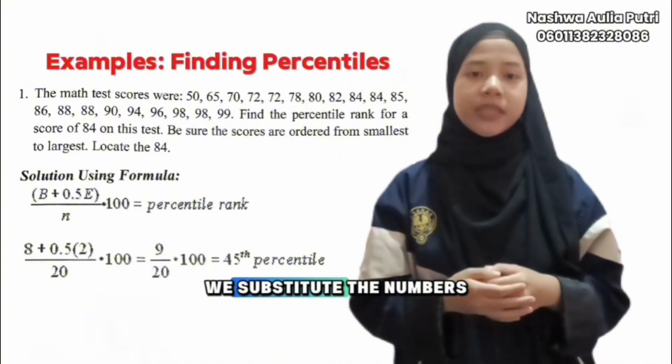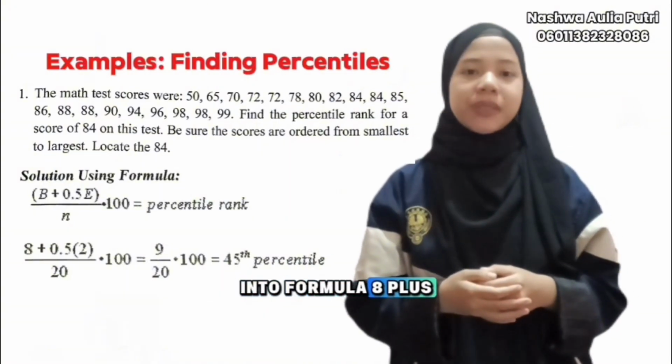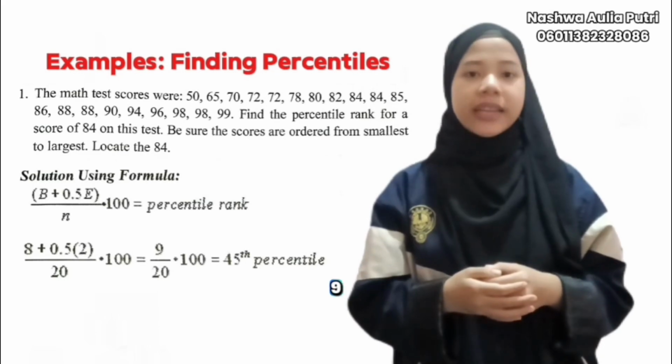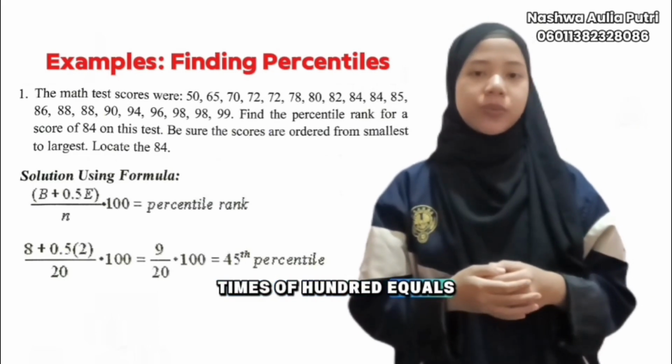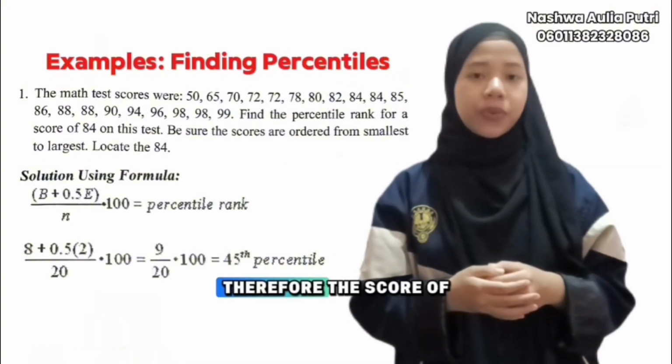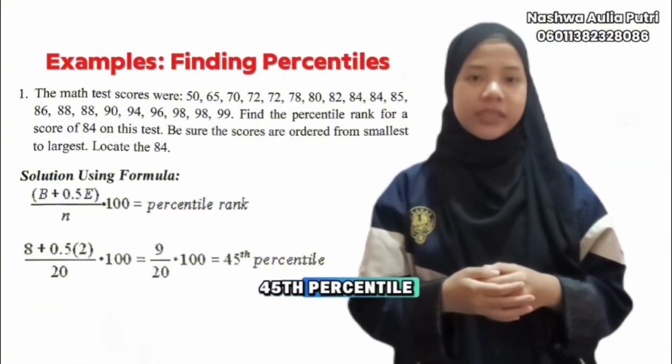So, we substitute the numbers into the formula. 8 plus half of 2 equals 9. 9 divided by 20 times 100 equals 45. Therefore, the score of 84 is at the 45th percentile.